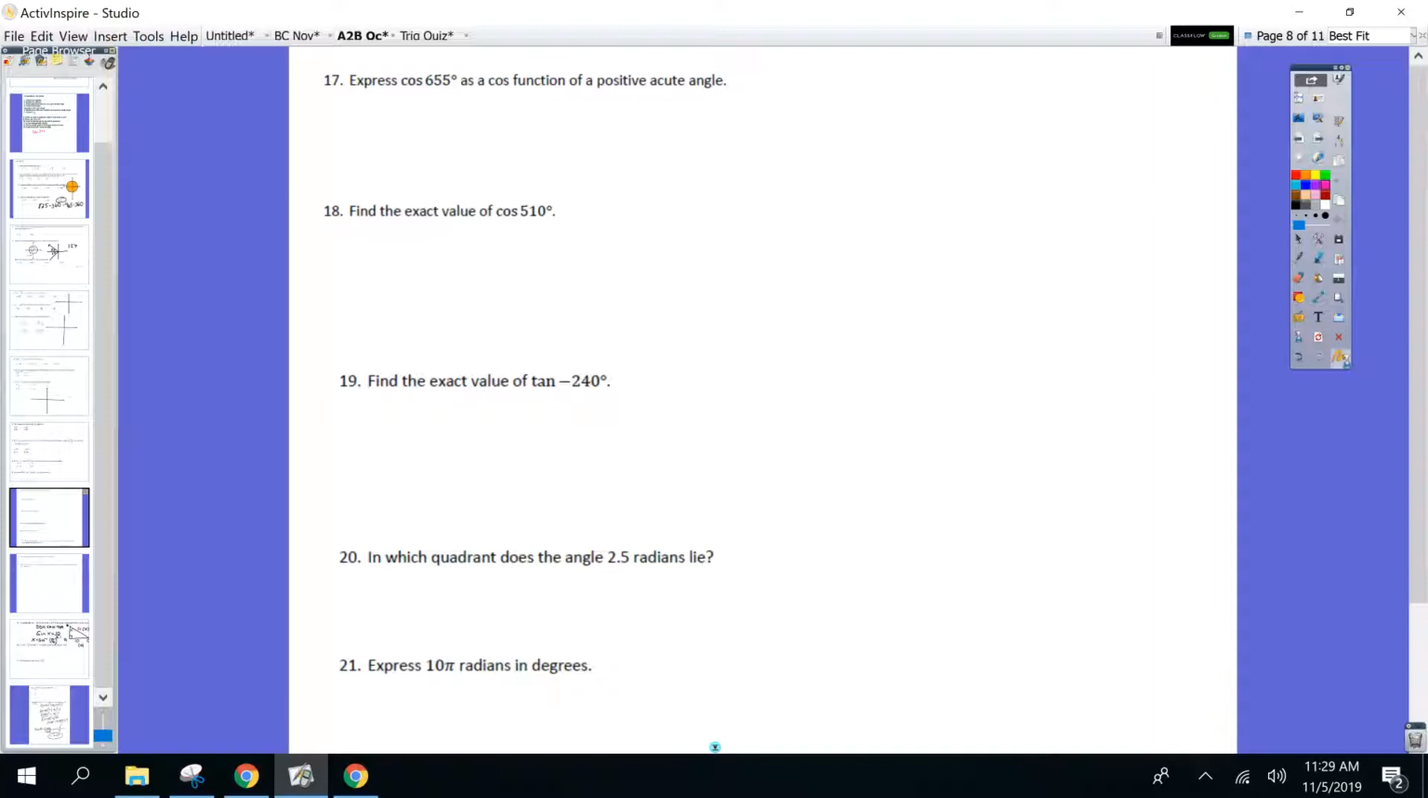Negative 240. I wouldn't find it yet. Maybe you could, but I personally don't like to live in the negatives. I'd like to do a positive angle, so add 360 to it. We're doing tangent of 120. Yep.